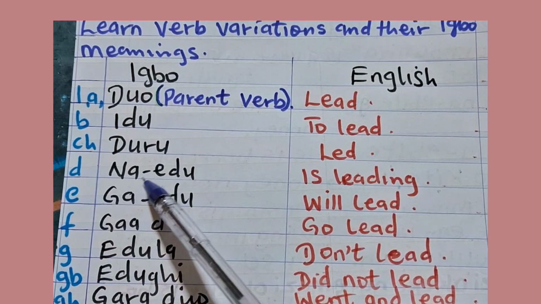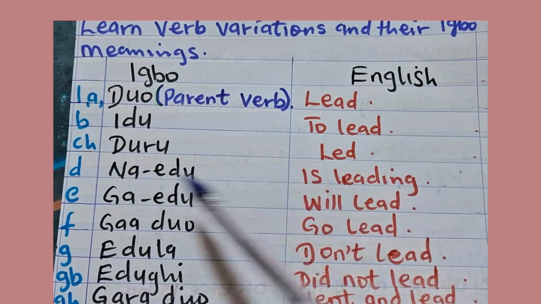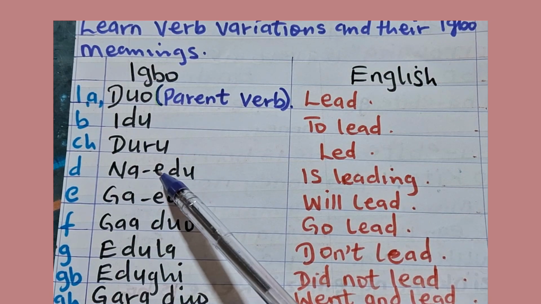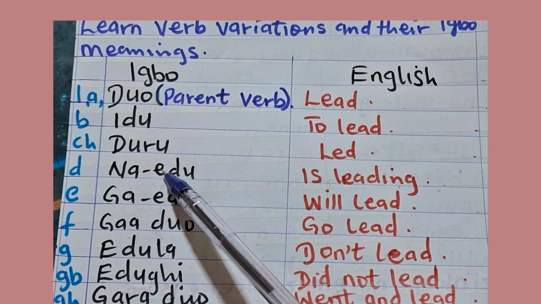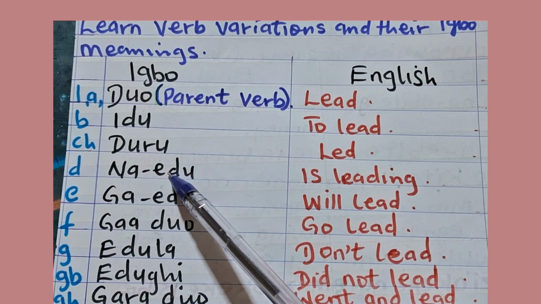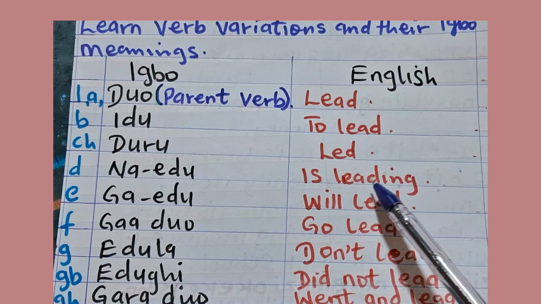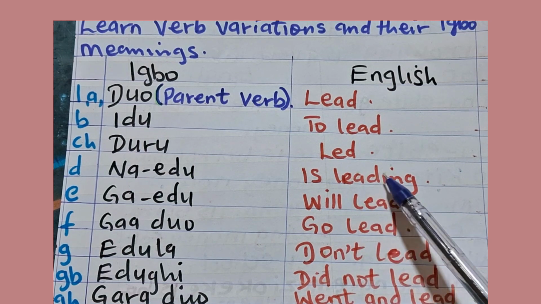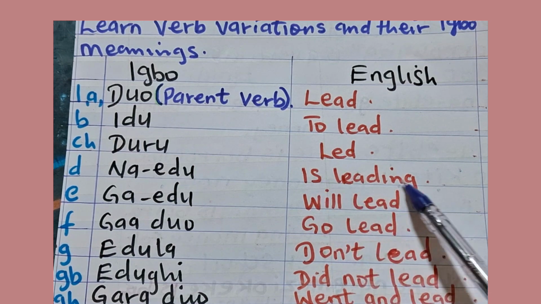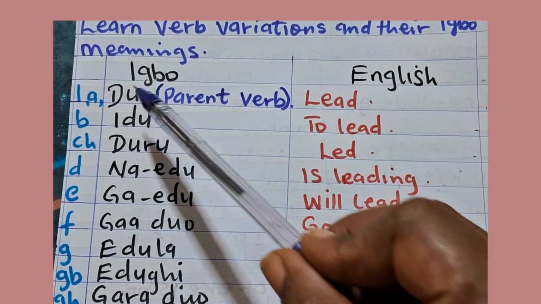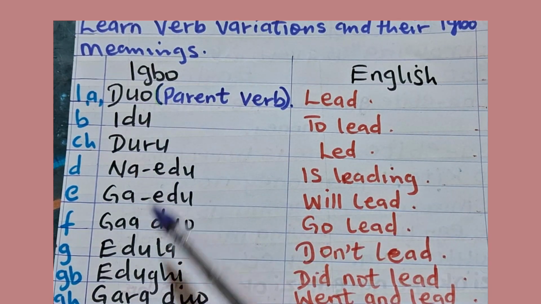Number 4, na edu, is leading. When you hear na e or na a, it shows a verb in present continuous tense. You can know them in English by ing at the end of the word, like this one, is leading. So na e is our prefix, so this duo becomes na edu.